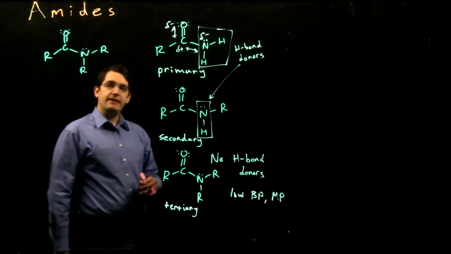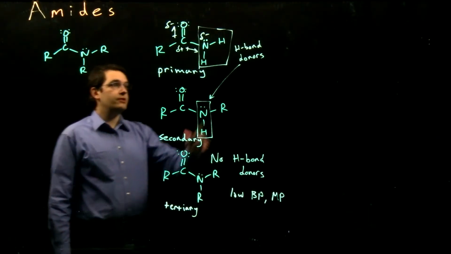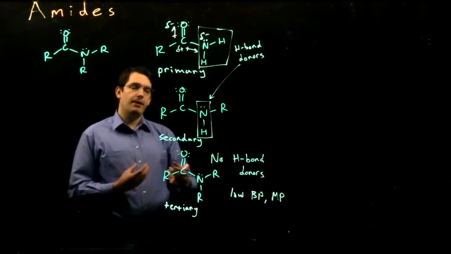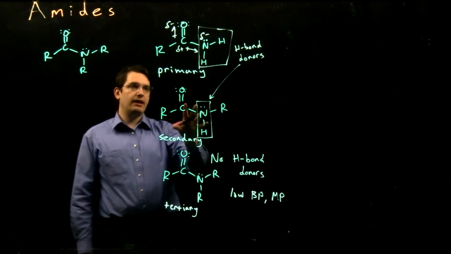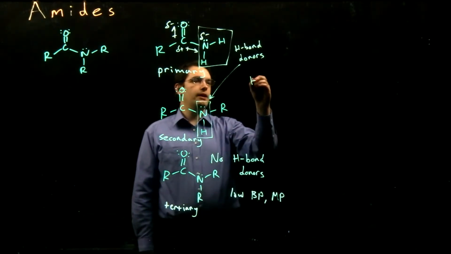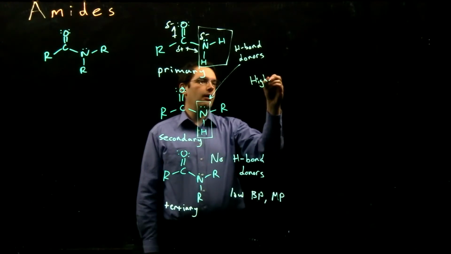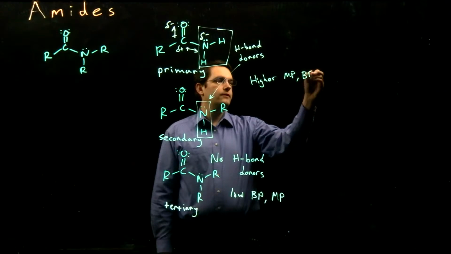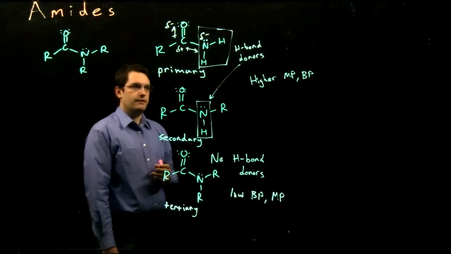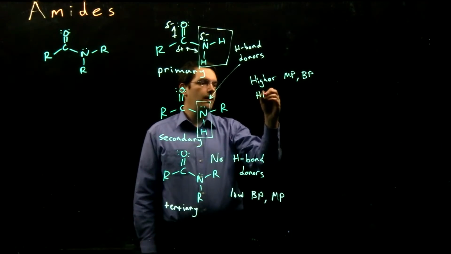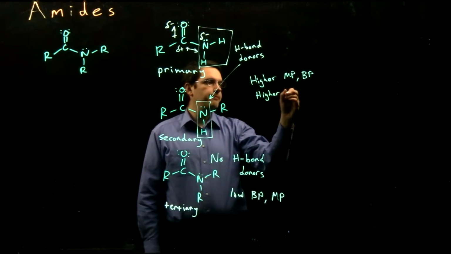However, as we look at our secondary and our primary amides, here we do have those hydrogen bond donors, which means we're going to have hydrogen bonding between our secondary amides as well as between our primary amides. And so here we'll have much higher melting points and boiling points as we add in those stronger intermolecular interactions. Of course, as always, that also corresponds with higher water solubility.